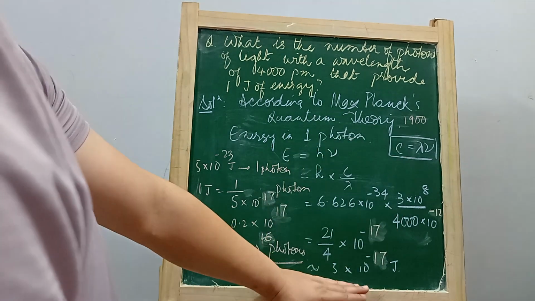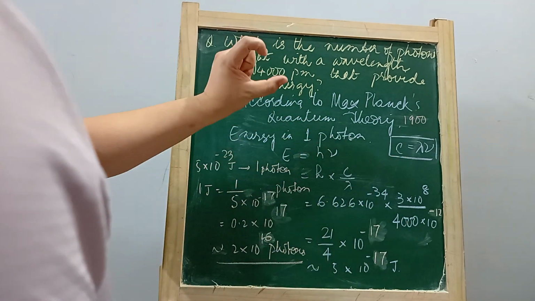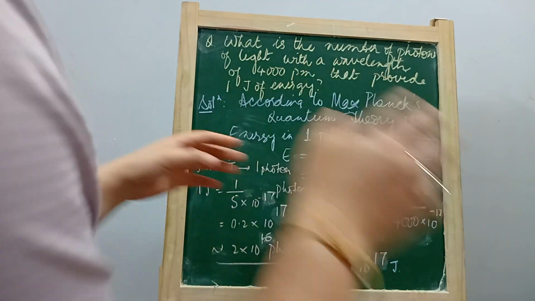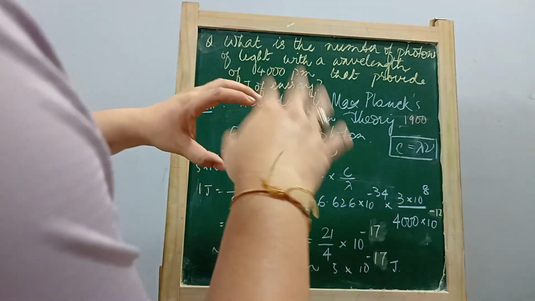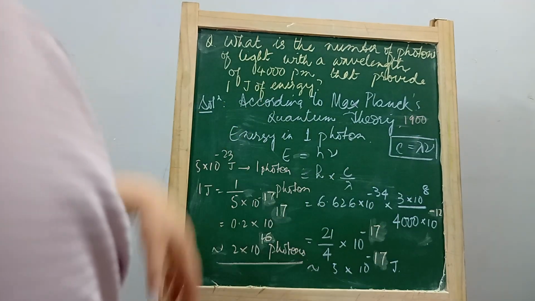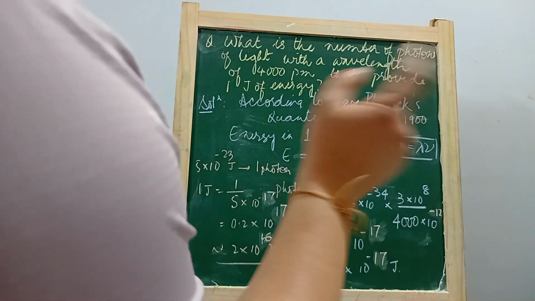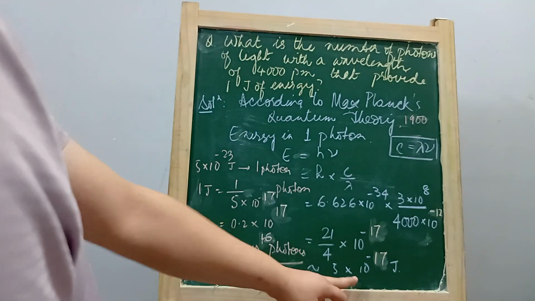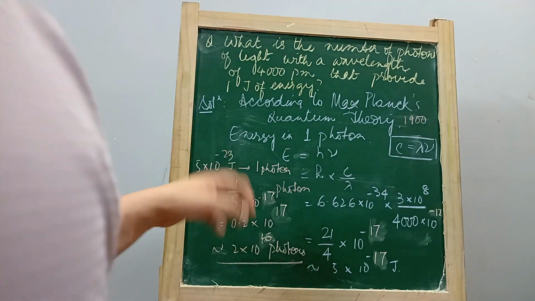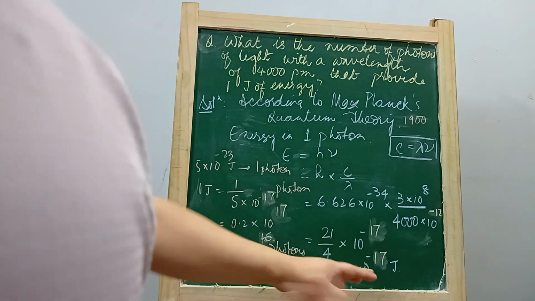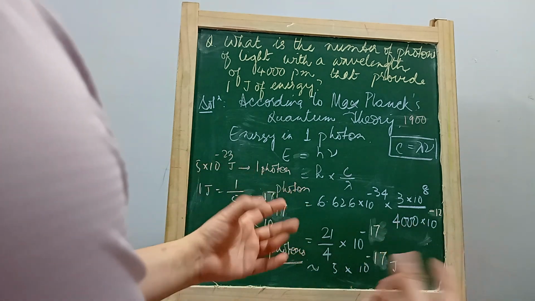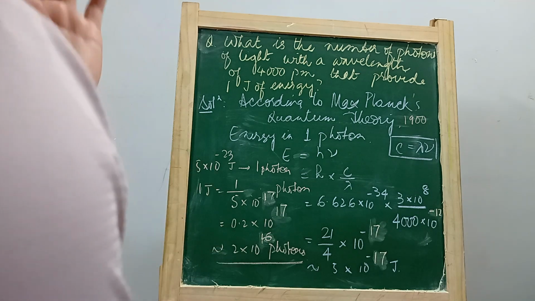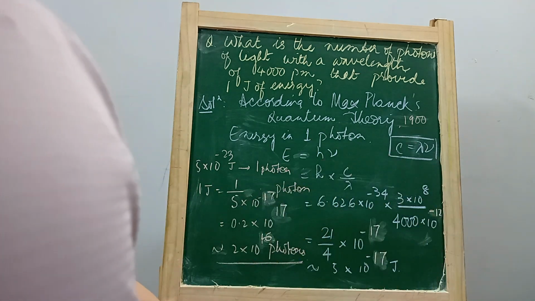And this much energy is present in one photon of any source which is emitting a wavelength of 4,000 picometer. Each photon of it will contain this much energy, right? It's a very small energy. So now what we need to find is how many photons of this together will make 1 joule of energy. So it will be just a unitary method.